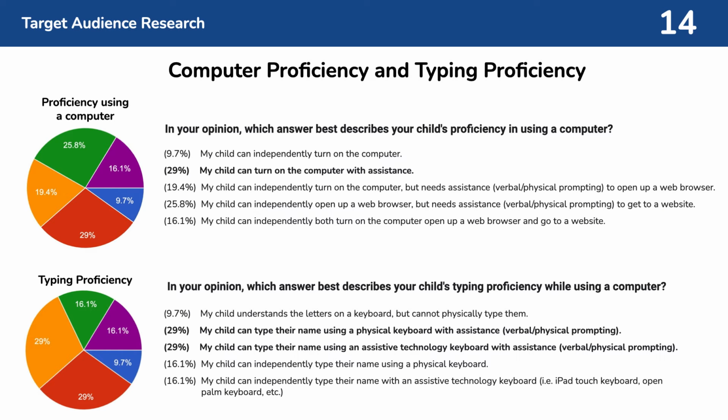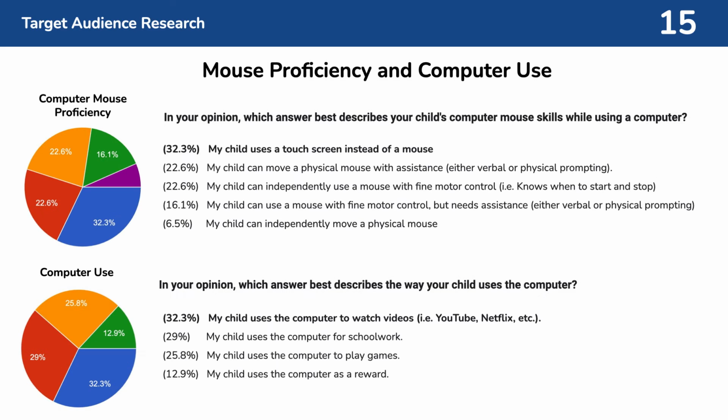In the same survey, I also asked about the kids' current typing proficiency and their proficiency using a computer. In the majority of the responses, most kids can turn on the computer with assistance. For typing proficiency, most kids can type their name using a physical keyboard or an assistive technology keyboard with assistance. In addition, my survey also contained questions asking the child's proficiency with using a computer mouse, and also in what way does the child use the computer. In the majority of the responses, most kids use a touchscreen rather than a computer mouse. And most kids also use the computer to watch videos on platforms like YouTube and Netflix.